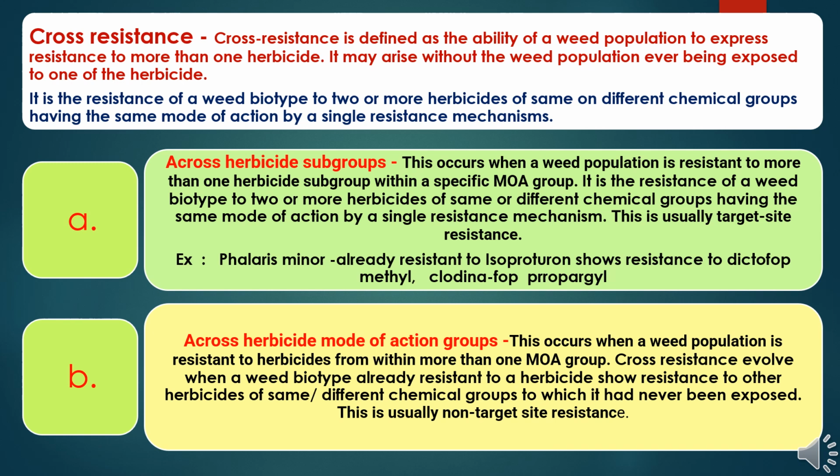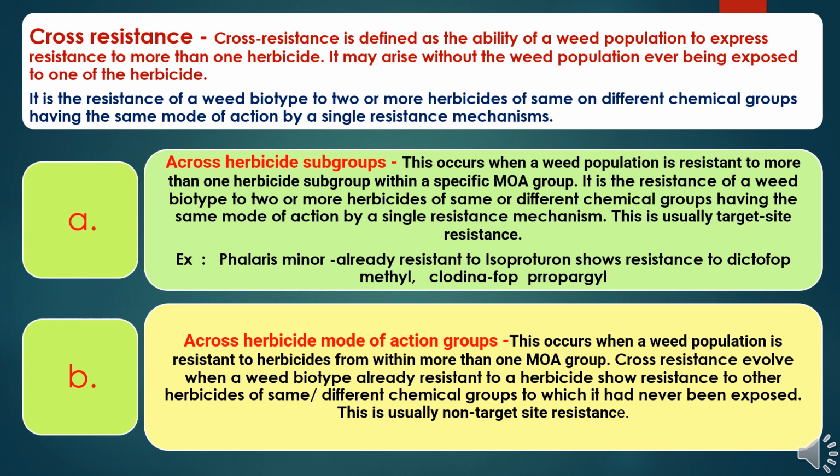Cross resistance is the resistance of a weed biotype to two or more herbicides of the same or different chemical groups having the same mode of action by a single resistance mechanism. Cross resistance is of two types. First is across herbicide subgroups, and second is across herbicide mode of action groups. We will go through details about across herbicide subgroups first.